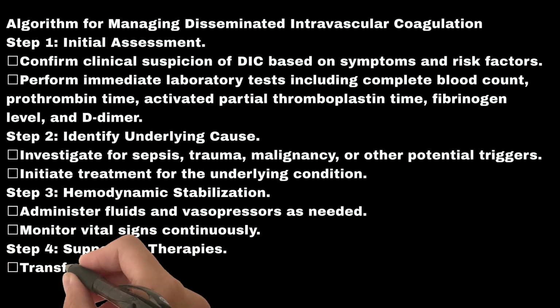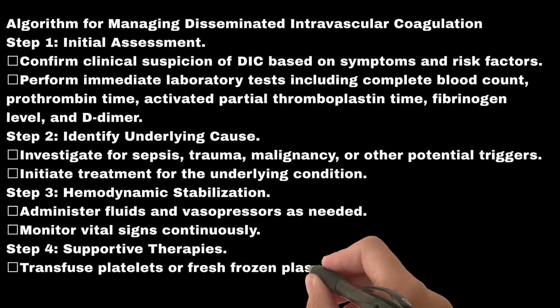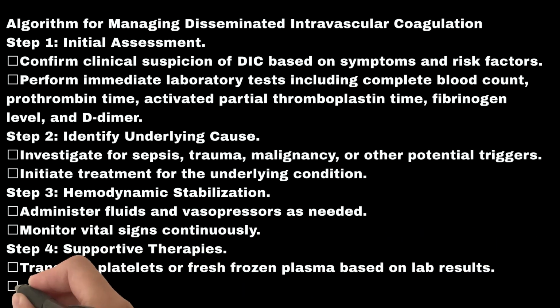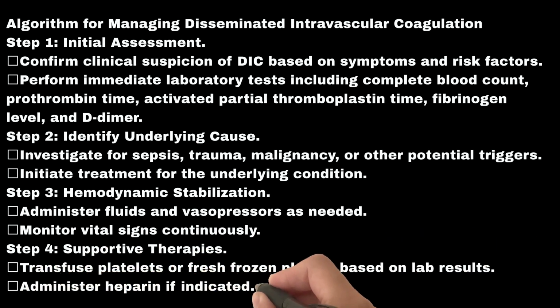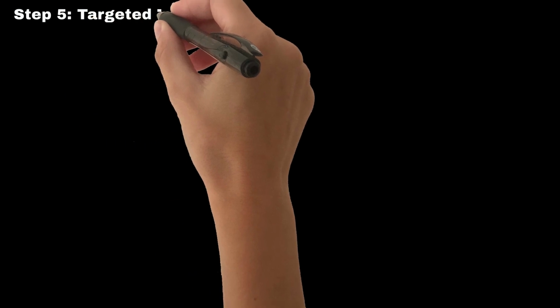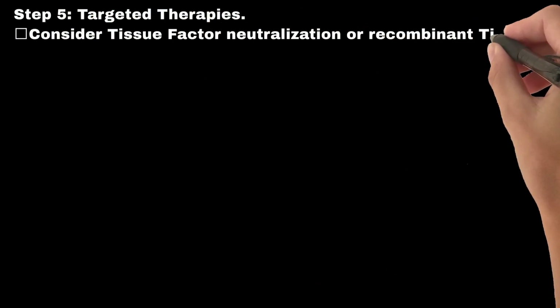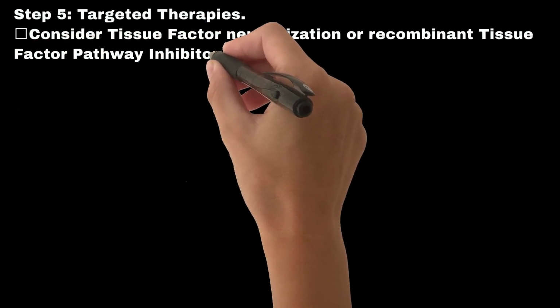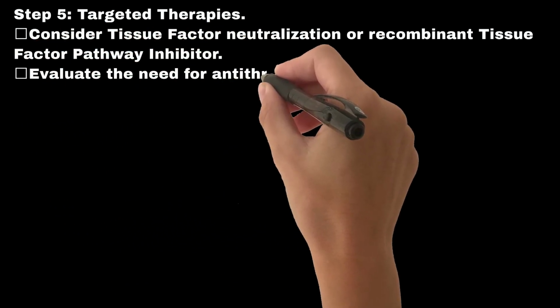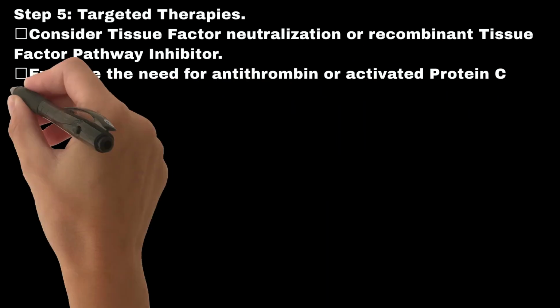Step 4. Supportive therapies. Transfuse platelets or fresh frozen plasma based on lab results. Administer heparin if indicated. Step 5. Targeted therapies. Consider tissue factor neutralization or recombinant tissue factor pathway inhibitor. Evaluate the need for antithrombin or activated protein C supplementation.